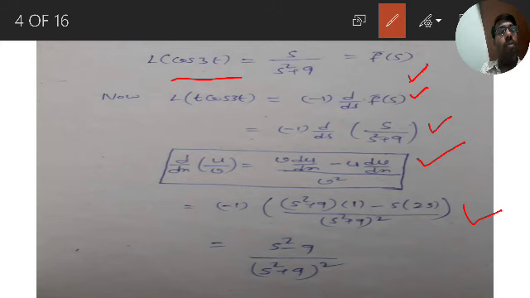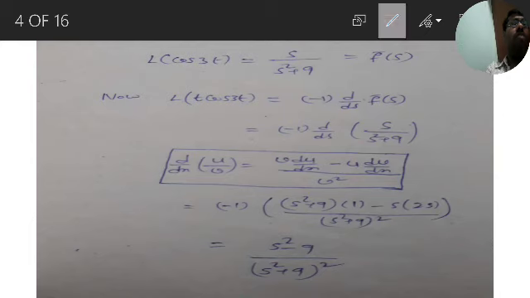So minus s into 2s means minus 2s square, plus s square minus... the minus outside makes the signs change: minus becomes plus, plus 9 becomes minus. So the final answer is s square minus 9 by s square plus 9 whole square. Are you able to get it? So if it is multiplied by t, you have to do one derivative, minus of the first derivative of f bar of s. Very easy problem. Let us go to more problems.